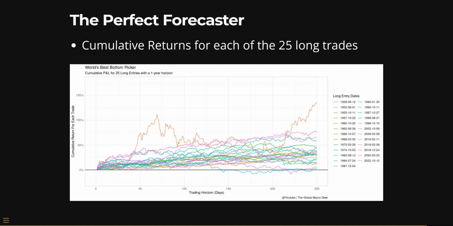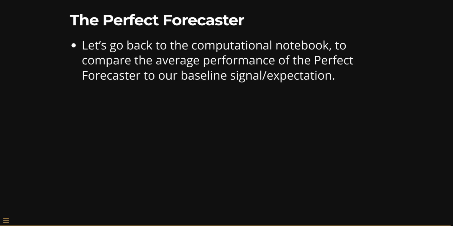Right, so we need to be able to quantify even the spread of returns that you can experience even with perfect foresight. Because not every market bottom is the same. Some are V-shaped, some are L-shaped, some can take longer than others. So let's get to that. Let's get back to the computational notebook to compare the average performance of the perfect forecaster to our baseline signal.